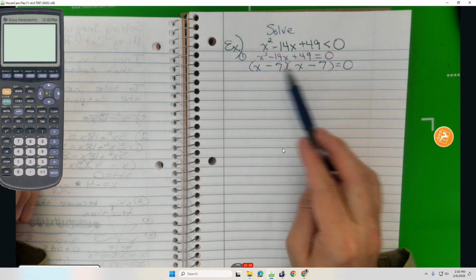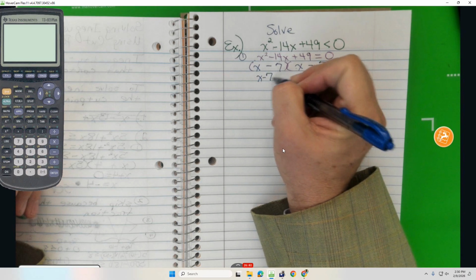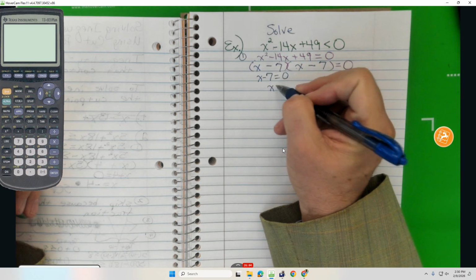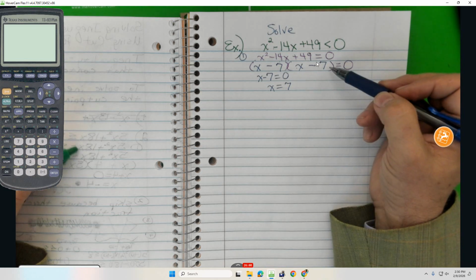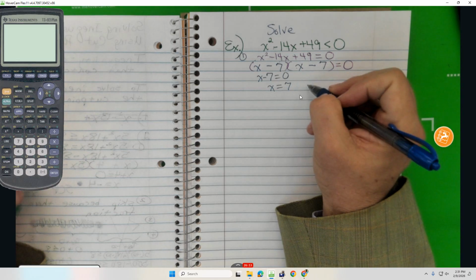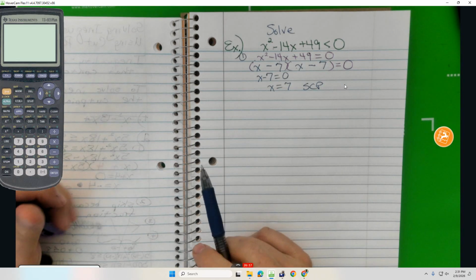How many solution cut points are we going to get here? We take x minus 7 and set it equal to 0. That gives us x equals 7. Set the second set equal to 0, what happens? That's the same thing. We only have one cut point.